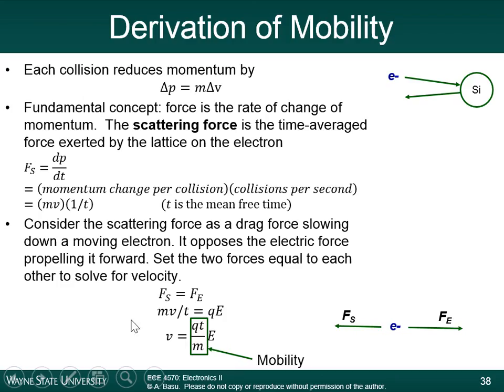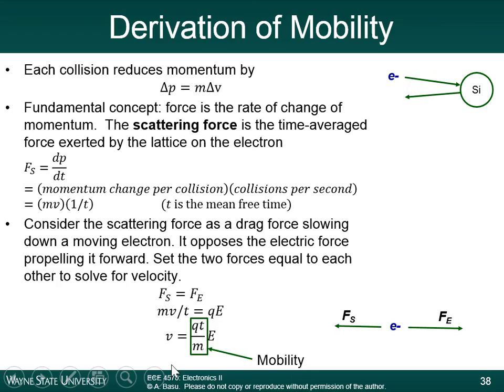1 over t. Now, t is the mean free time. That is the time between collisions, the average time between collisions. Now, the electron's always colliding. The delta t between collisions is not always the same. It's random, right? It's stochastic. There's actually an exponential distribution. We won't talk about that. But the average time, we're just trying to do a simple calculation. The average time between collisions is called the mean free time. So 1 over t is the collisions per second.